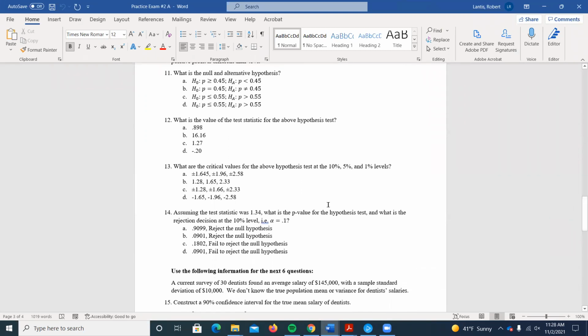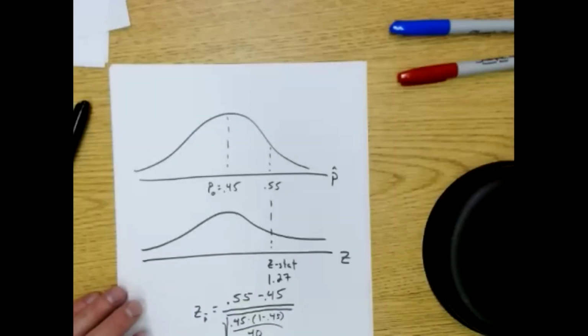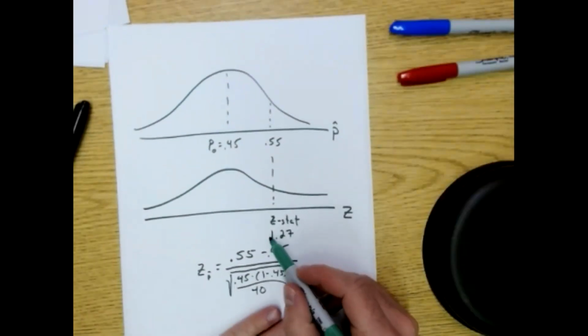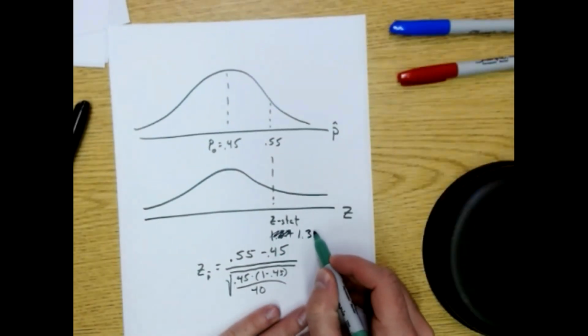A lot of times on the exam, if you got 12 wrong, and I asked you to find the p-value, you would have gotten that wrong as well, because you need the test statistic to find the p-value. So I'll give you an assumed true test statistic of 1.34, and you want to find the p-value and make your rejection decision. So instead of this 1.27, I gave you an assumed true test statistic of 1.34.